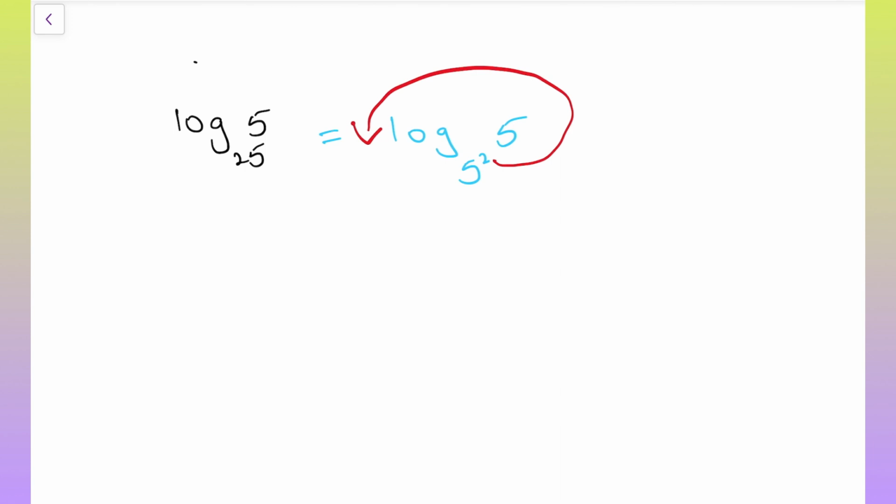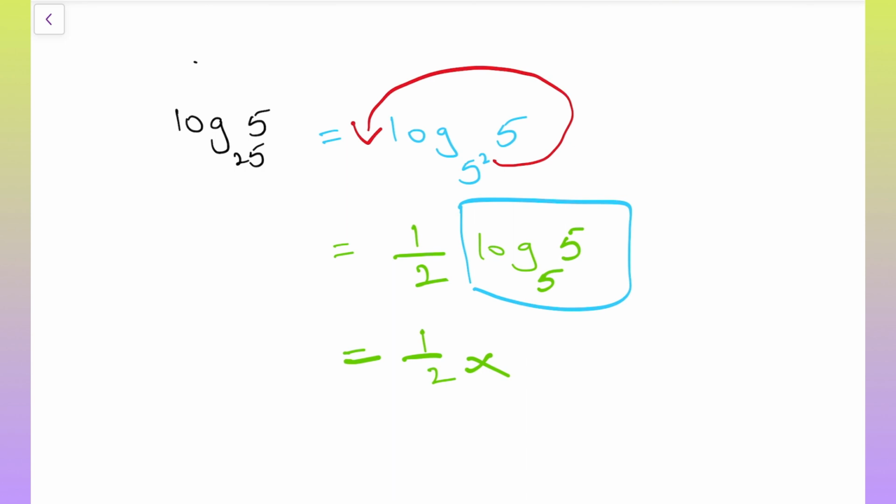Here number 2 is there, right? If it goes to the front, it will become reciprocal. So 2 reciprocal is 1 by 2. Remaining all as usual, log 5 base 5. So this is 1 by 2 into the value of log 5 base 5, which is 1. So 1 by 2 into 1 is 1 by 2.